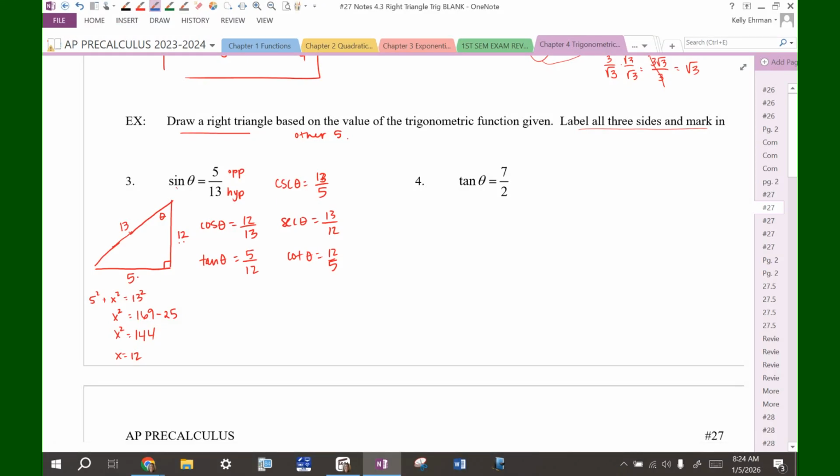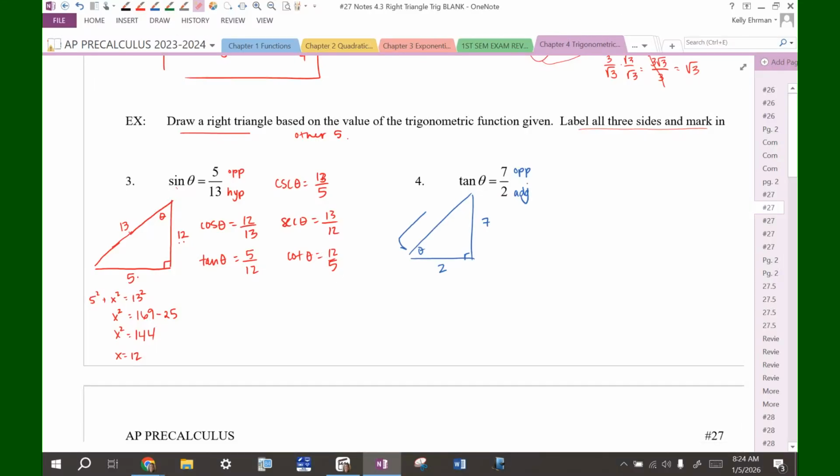All right, number 4. With tangent, we're given the opposite and adjacent sides. And again, we can draw our triangle however we want. I'm going to put theta down here this time. So the opposite leg from theta is 7. The adjacent leg is 2. This is not a triple that I know, so I need to do the math over here.